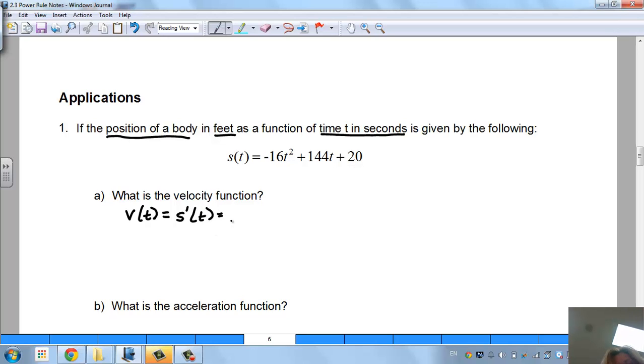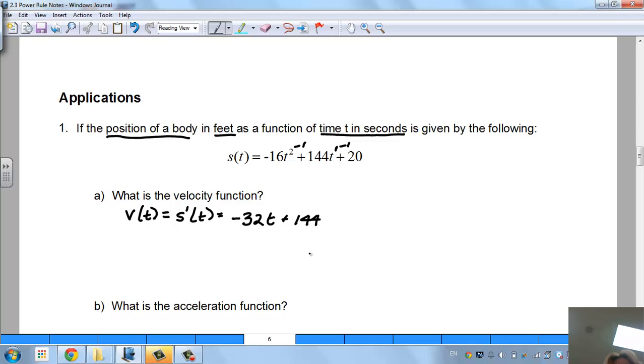Actually, sometimes the math on this is a little bit easier than it is with some of the other problems. So we're going to take the power rule. So 2 times negative 16 is negative 32. Subtract 1 from there, so it's t. Plus, there's a little 1 here, 1 times 144, and that's going to be subtract 1, it's t to the 0 or 1, and the derivative of 20 is 0. So there is our velocity function.